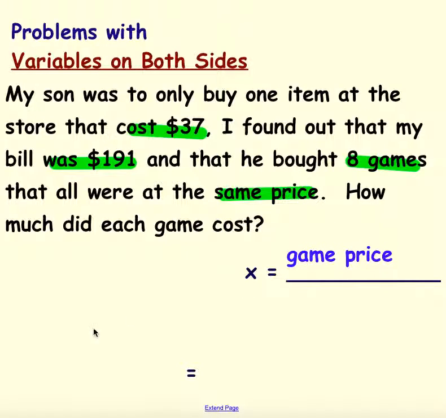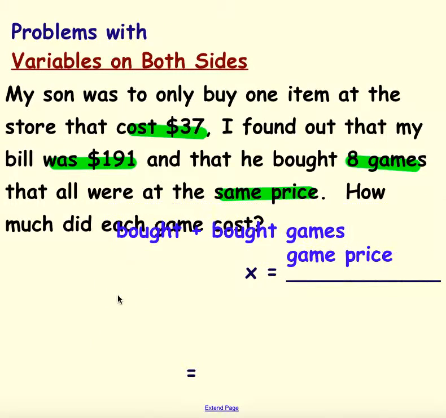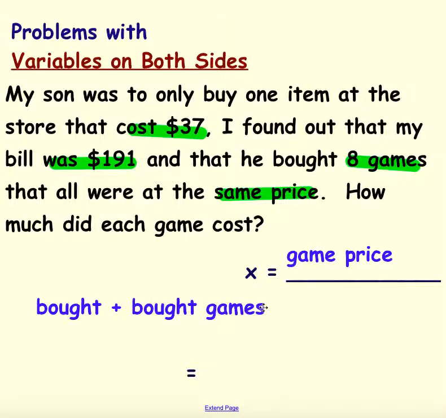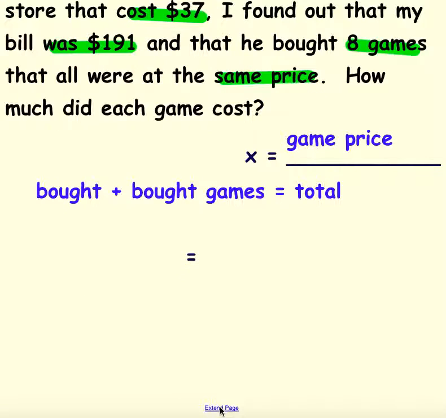Okay, so what's going on here? He bought something, and then he bought some games. And then it was a total. So let me try to replace this with some algebra. He bought something. Well, he was allowed to do $37. That's what he was allowed to do. Then he bought some more. How many? 8. I don't know how much each game was, so that's going to be my 8x. But I do know that my total was $191. So I'm going to put the 191 over there to the side.